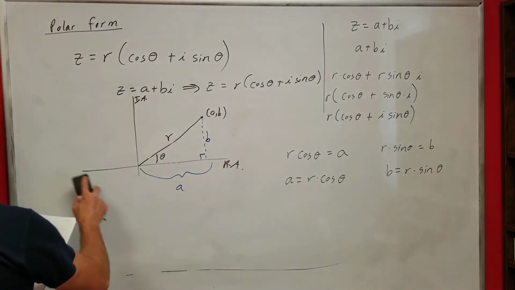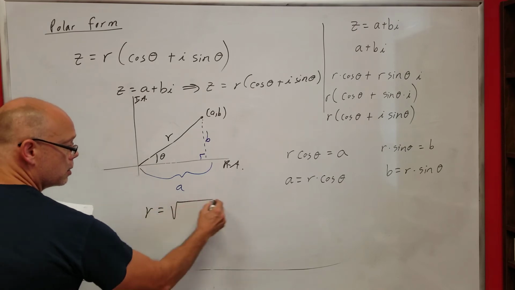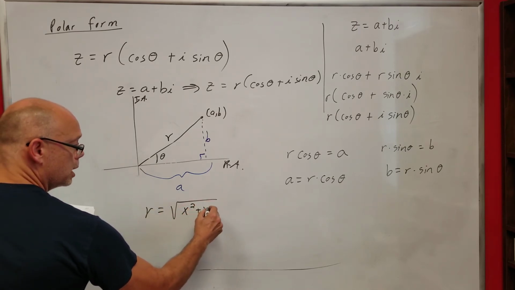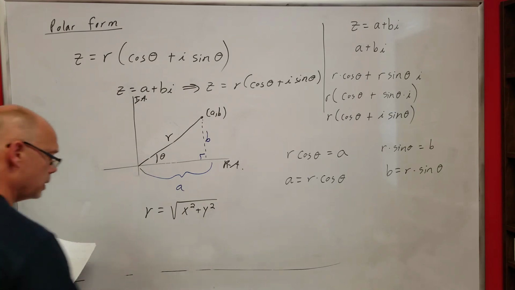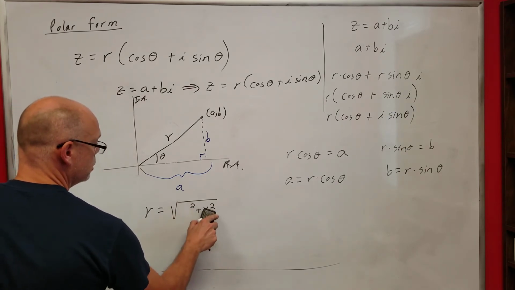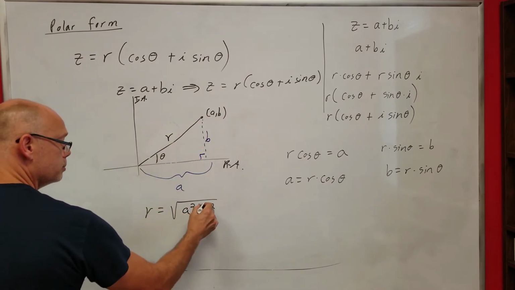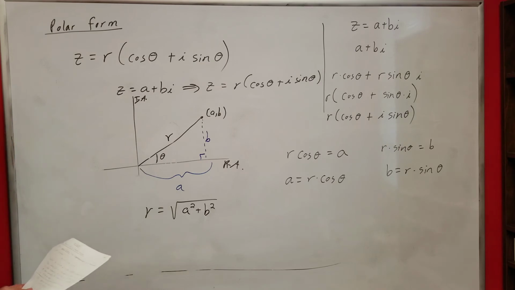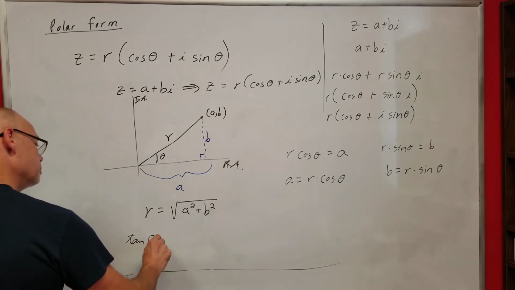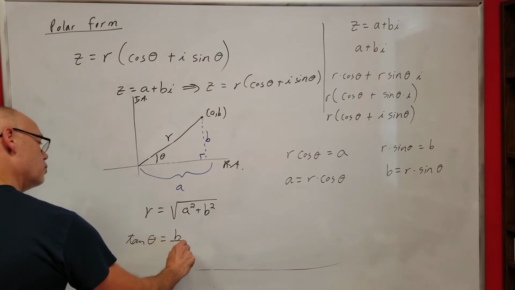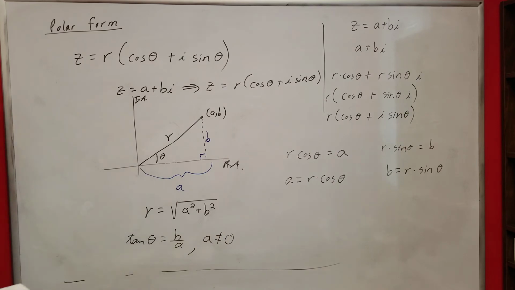Now, the way you find that r is like we had up there earlier. r is the square root of x squared plus y squared. Or actually in this case, it's not x, y, it's a and b, because my ordered pair is ab, not xy. The square root of a squared plus b squared. And tangent of theta is equal to b over a, as long as a is not equal to 0, okay? We're going to use all that stuff there.